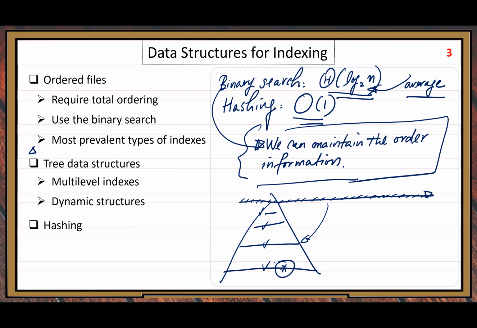Then hashing: fast, but no order information. It has a big drawback. Otherwise, if it did not have this big drawback, we should always use hashing. But the sacrifice is too big. We do not want to sacrifice our order information in exchange for slightly faster performance. So that's hashing.